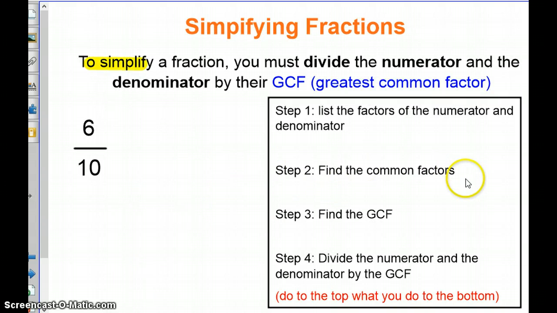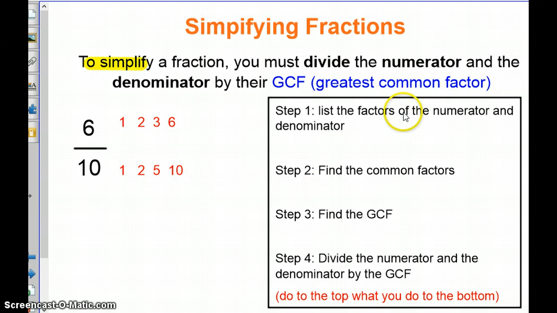Once you've determined the GCF, you need to divide the numerator by the GCF and the denominator by the GCF. So it's that same rule: do to the top what you do to the bottom, or do to the bottom what you do to the top. So here I've listed the factors of my numerator. My numerator is 6. The only factors of 6 are 1, 2, 3, and 6. And down here I've listed the factors of my denominator, which is 10. The only numbers that go equally into 10 are 1, 2, 5, and 10.